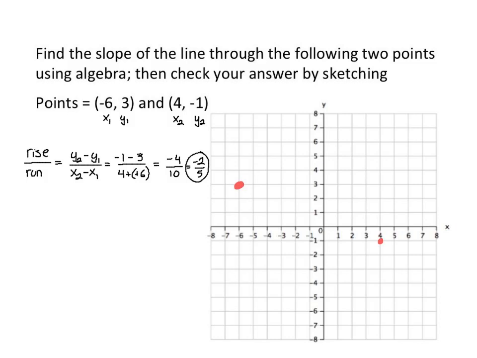So if I start at this first point, if I go down 2, going left to right, over 5, that puts me right here to the negative 1. And if I go again down 2 one more time, and then again right 5, I can see that I do get perfectly from one point to the other.